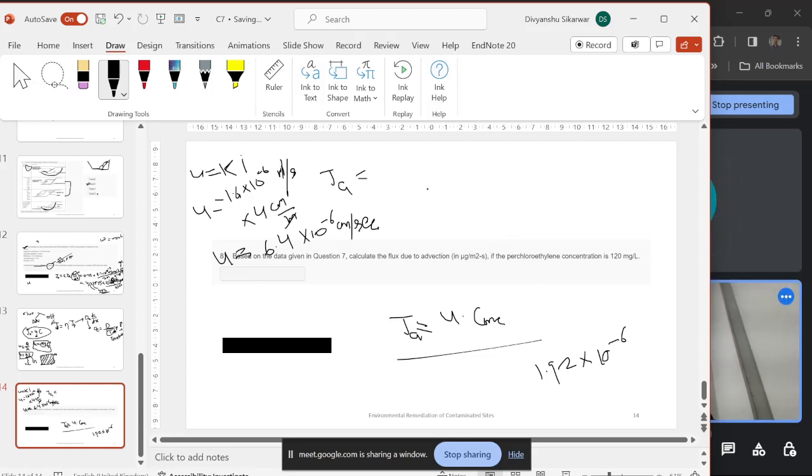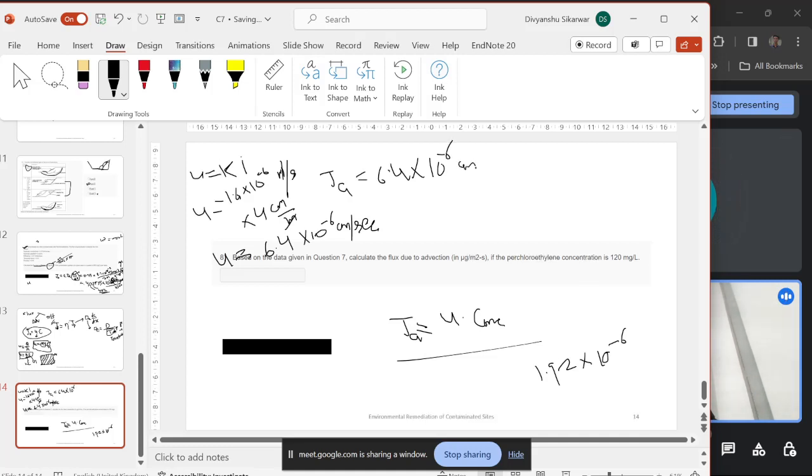What is the unit you are getting? Milligram? It's actually grams. Okay, no problem. There will be velocity into concentration, no? So it will be around 6.4 into 10 to the power minus 6 centimeter per second. No, actually, I have done one mistake, sir. Okay, please.